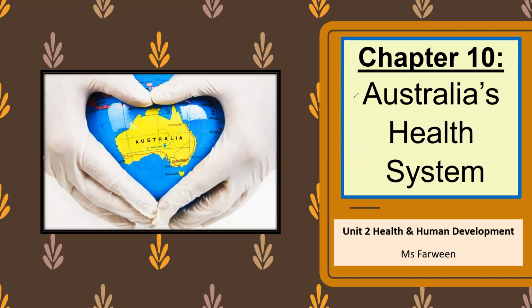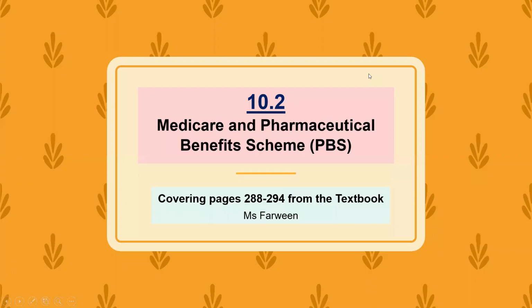So today we're only going to start with the first spread of this chapter, which is 10.2, which covers two really important topics: Medicare, which you might have heard of before, and the pharmaceutical benefit scheme, which you may not have heard of before. So these are basically the two topics we're going to be covering for today.